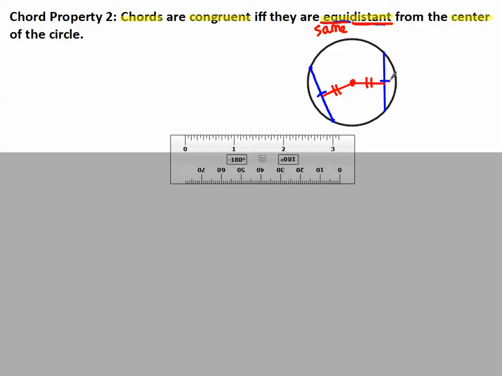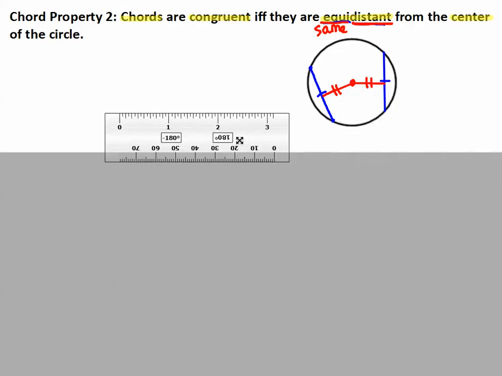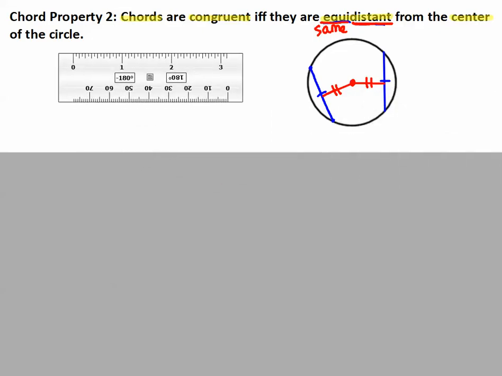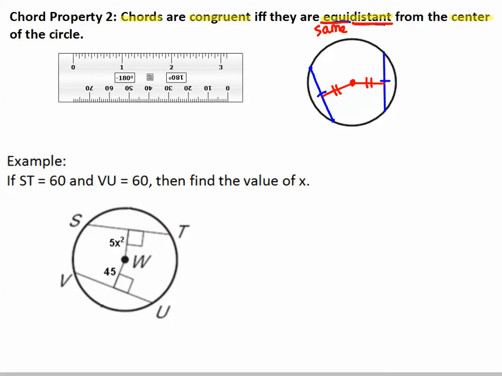Notice the other thing that happened when I drew that segment to the chord, the segment that came from the center of the circle. Do you see it yet? I'm not going to point it out just yet. Maybe you'll think of it by the time we get to chord property number 3. Let's take a look at an example that uses this property.